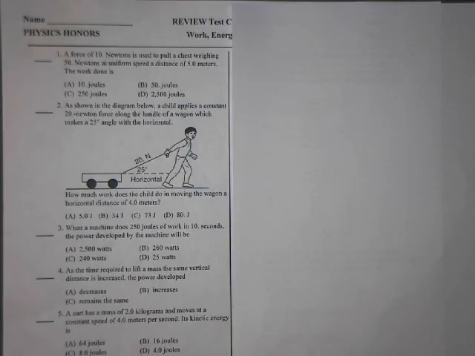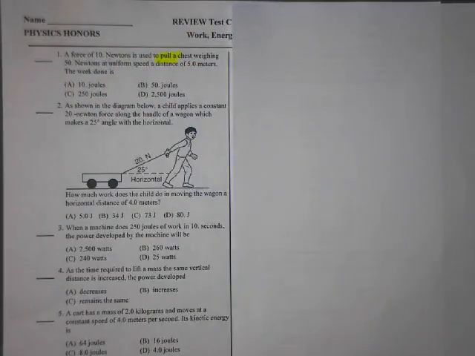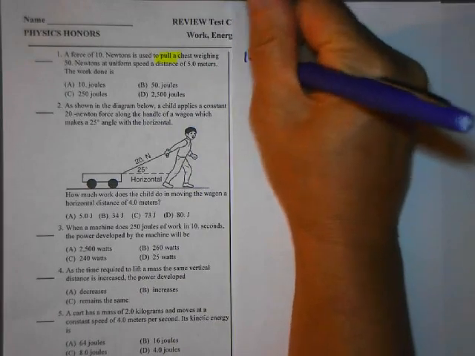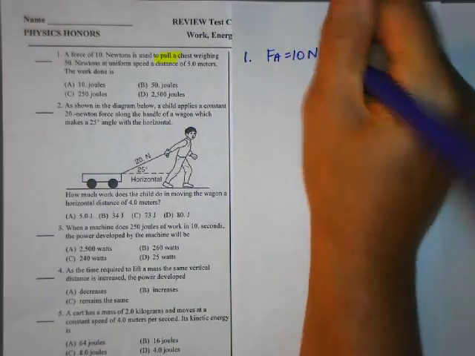All right, so we're going to look at the Chapter 5 review for the test. Number 1, a force of 10 newtons is used to pull. So remember, a push or a pull is an applied force. So my applied force is equal to 10 newtons.